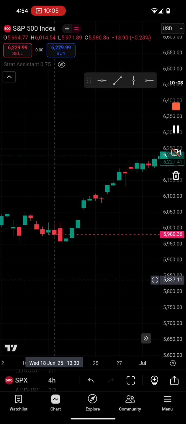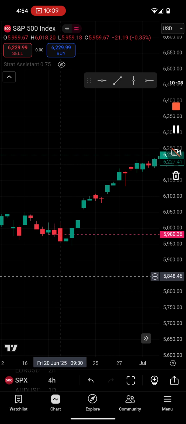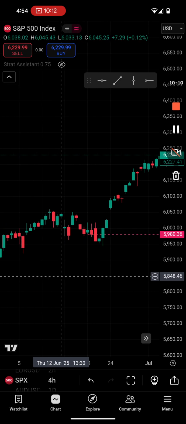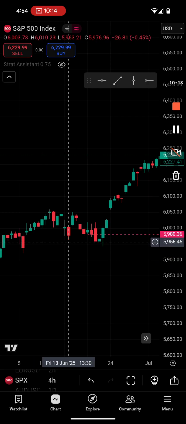So you'll be getting in for puts here. And where would you take your profits if you were looking to get out? The low of this candle right here.